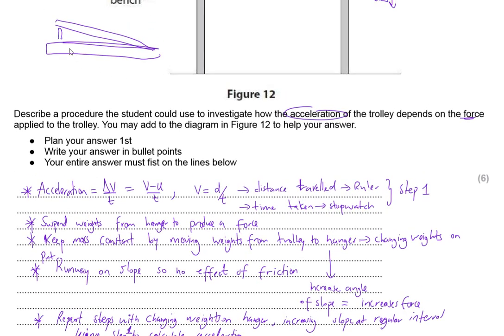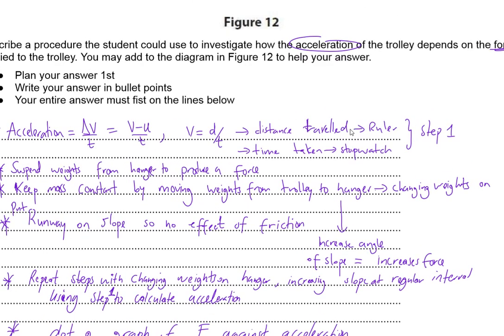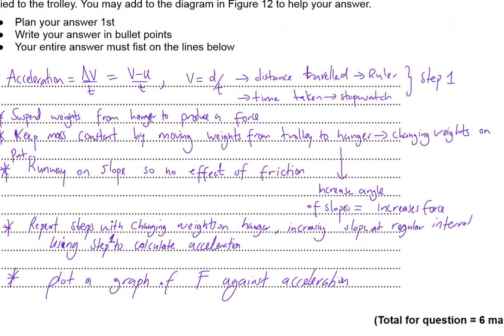Okay, so we got here. We put the runway on the slope so that no effect of friction takes place. If we put it up, then the force due to gravity can pull it down easily, and friction will not play a role. Also, we can increase the distance. You see here, I've written down increase the distance. Sorry, increase the angle. By increasing the angle of the slope, this also increases the force.